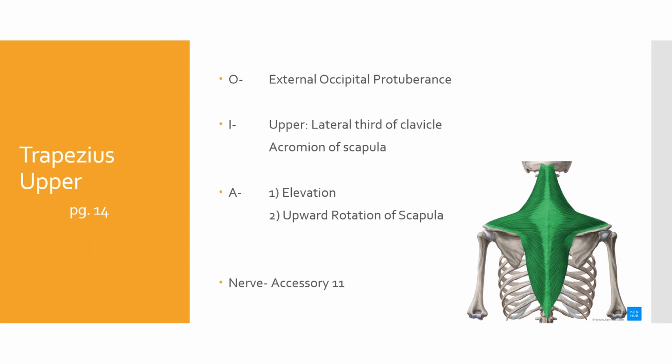Trapezius upper origin, external occipital protuberance. Insertion, upper, lateral third of clavicle, also acromion of scapula. Two actions include elevation and upward rotation of the scapula.